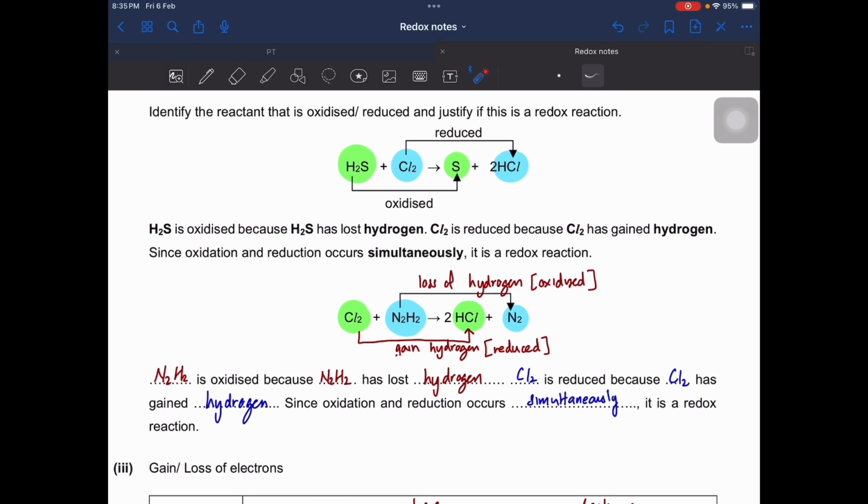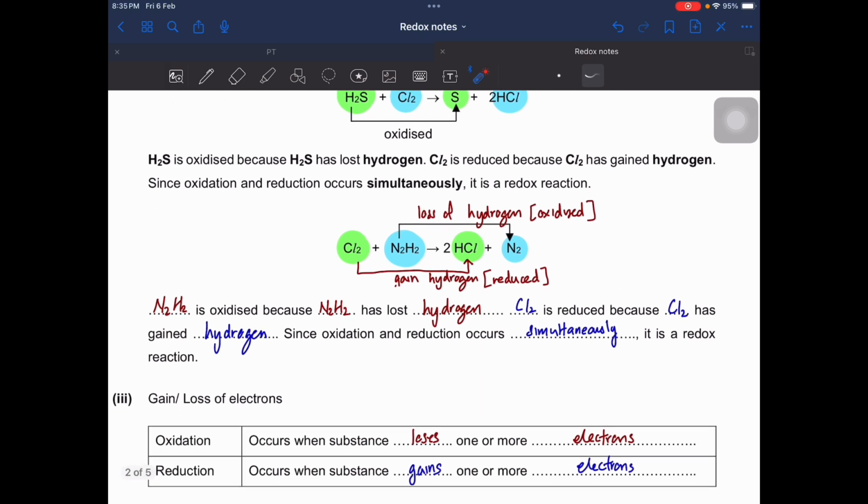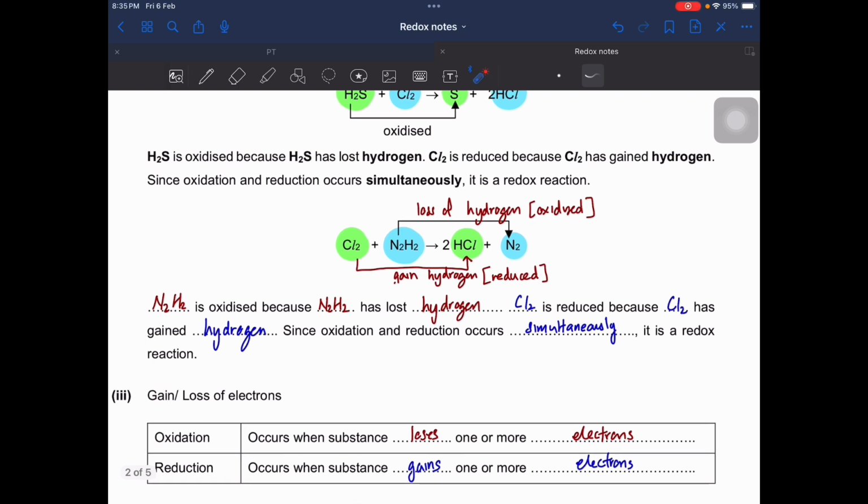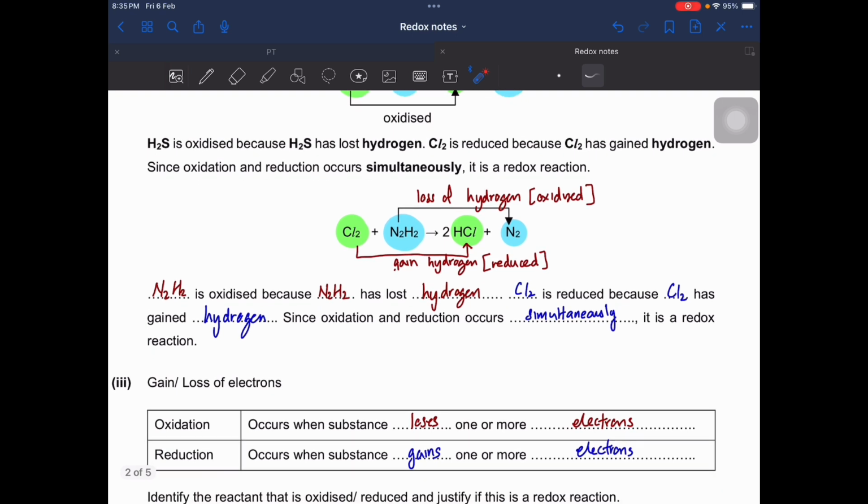You may want to just stop the video and take a look at the things that you have written down so far, because we learned about how oxygen and hydrogen can be used to check for whether there's an oxidation or reduction. Next, we are going to take a look at electrons, right? So oxidation occurs when a substance loses one or more electrons, and reduction occurs when a substance gains one or more electrons. Okay, so take note of this.